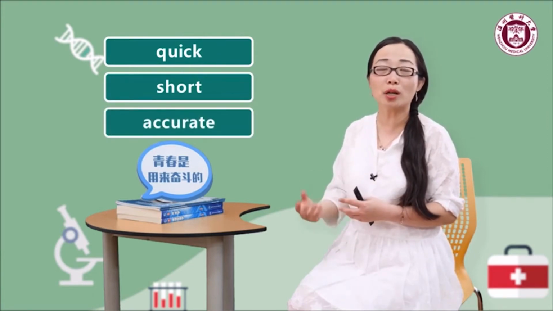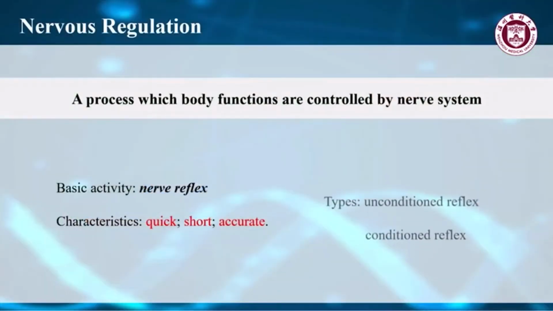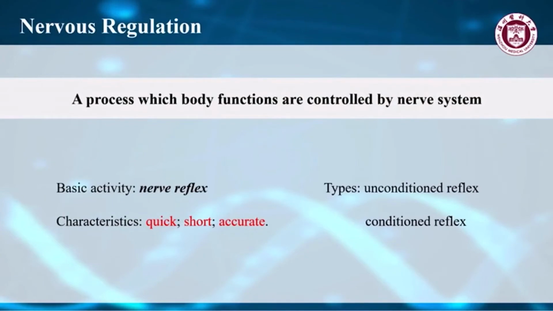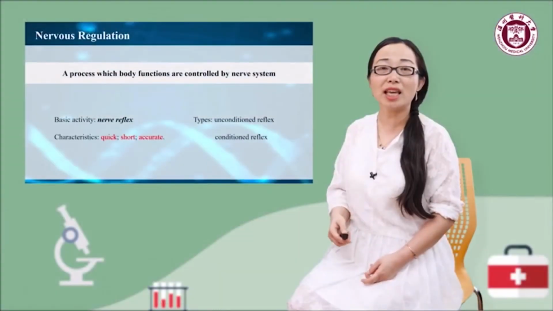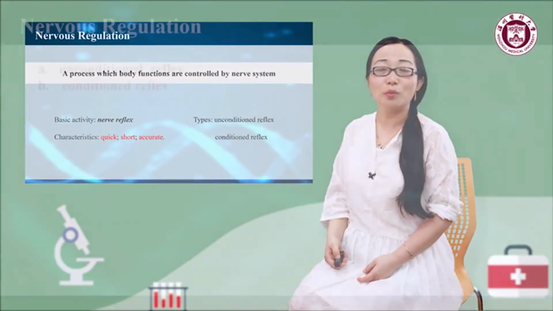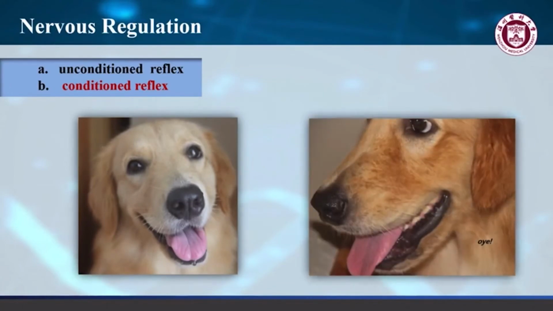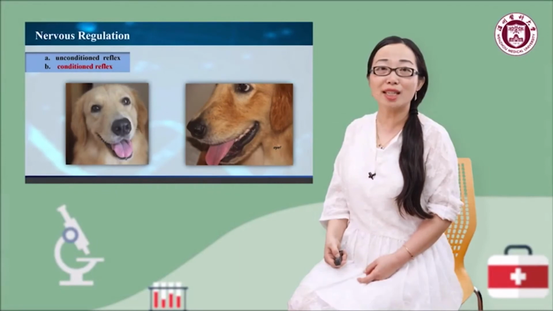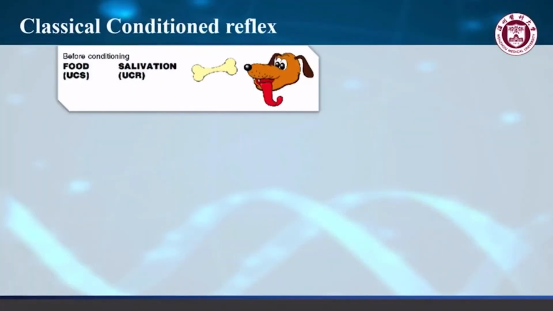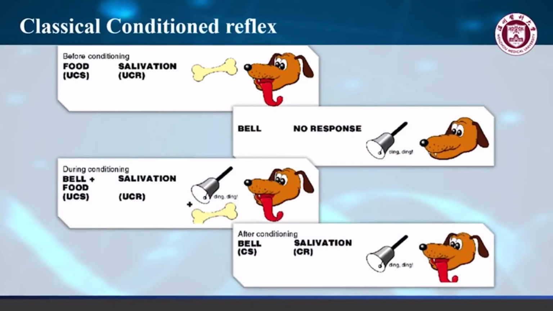Okay, after we talk about the characteristic of nervous regulation, we should talk about the types of nervous regulation. It can be divided into two kinds here. One we name unconditional reflex. The other one we name conditional reflex. Okay, let's see the conditional reflex first. What is conditional reflex? We mean a very classic example here.